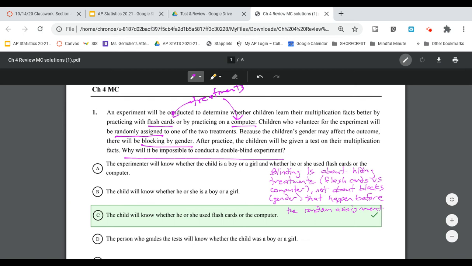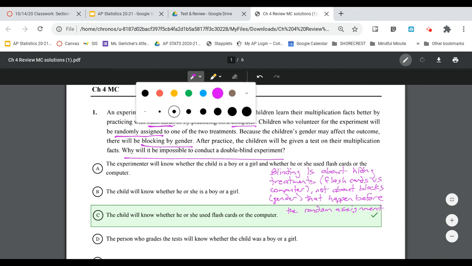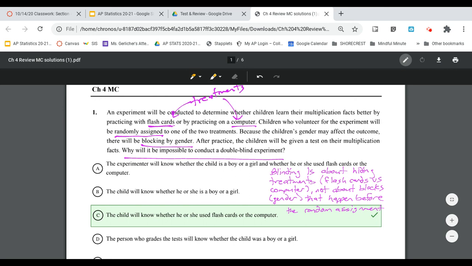So on here, I underlined. On the test, obviously you can't underline, but you can take notes on a separate sheet of paper or something. I kept track of what my treatments were: flashcards and computer. Maybe I'll change colors just so you can see what I'm doing. Flashcards and computer. I'm noticing they're randomly assigned to the 2 treatments. They're blocking by gender. And then they're saying it cannot be a double-blind experiment. What is wrong with it?